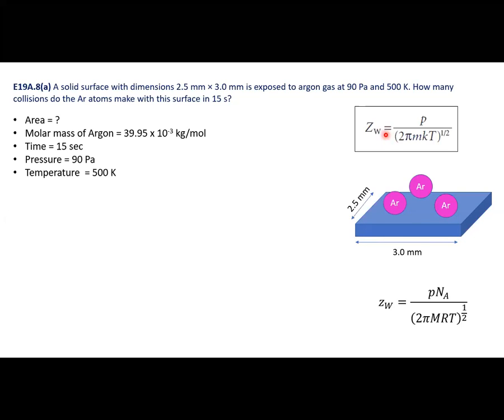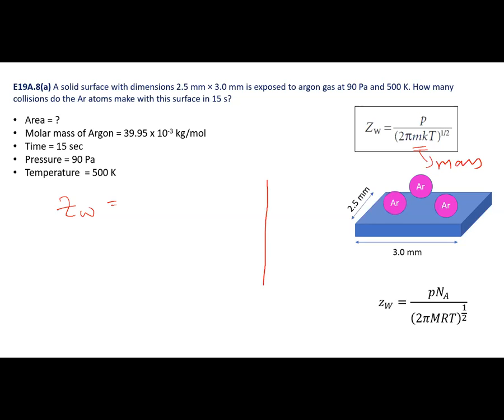When you are talking about collisions, one thing that needs to come to our mind is the collision flux. Z sub W is P over (2 pi m kT) to the power half. I listed the parameters that are given in the question, and we know some of the parameters of argon. Here, don't get confused with m. This is not molar mass, this is mass. We don't know the mass of argon, so we need to do some mathematical rearrangements to arrive at an equation which contains the parameters that we know.